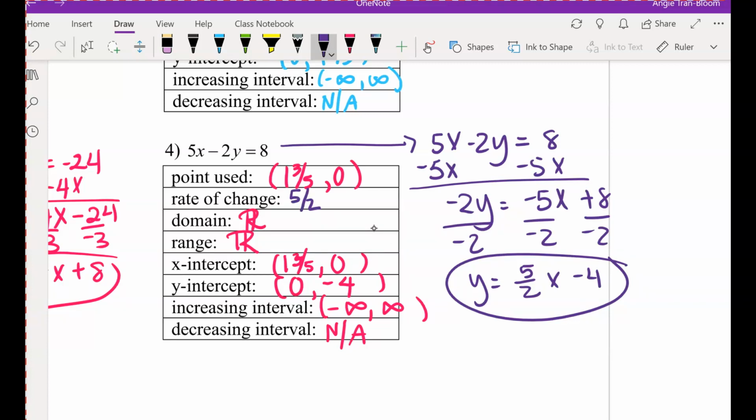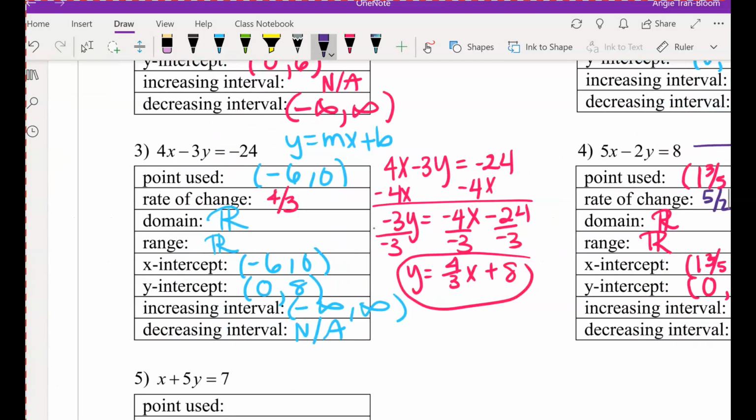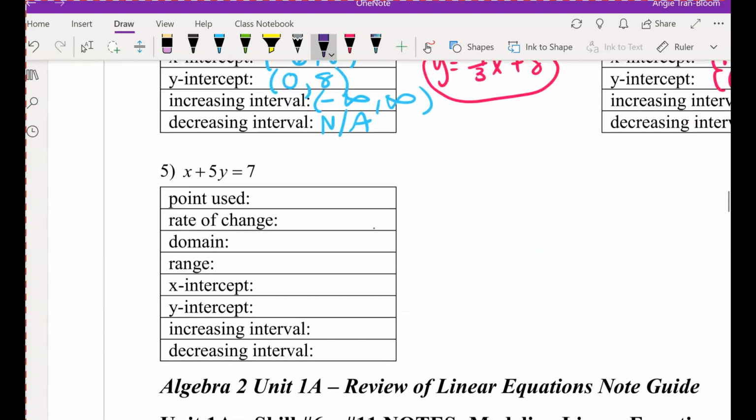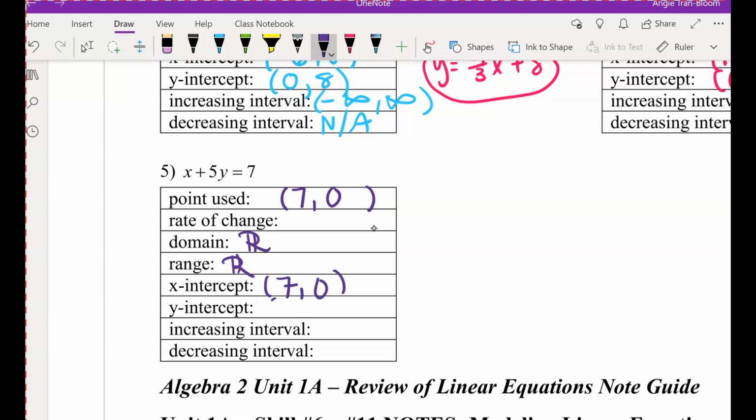All right, last one. Let's see if we can fill that in. Point used. Give me either x or y-intercept. 7, 0. Rate of change, we'll find that later. Domain will be all reals. What's your range? You gave me the x-intercept of 7, 0. We'll fill that in. What was the y-intercept? 1 2/5. Thank you.